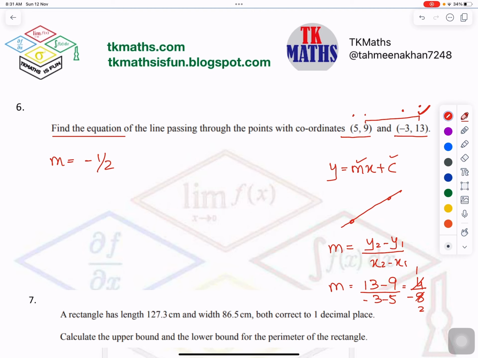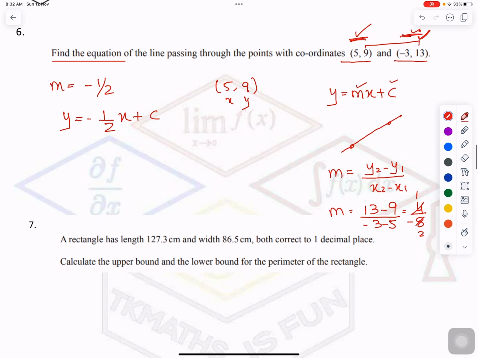Now how will you find c? So now your equation is y = -1/2 x + c. To find c, you can substitute any pair of points, either this one or this one, in place of x and y in the equation of the line. So suppose I am picking 5, 9. This is my x, this is my y. You can take the other point also, and I will replace it. So 9 = -1/2 times 5 + c. You know minus half multiplied by 5 actually means minus 5 over 2.